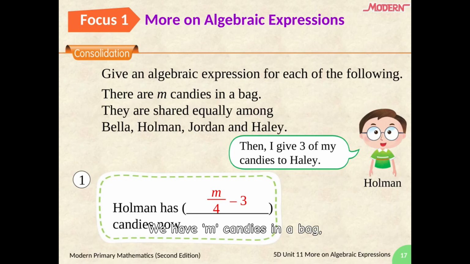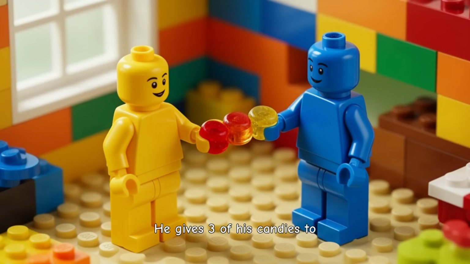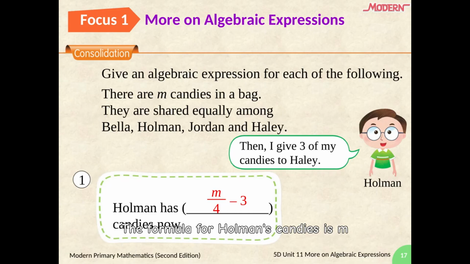Candies. We have M candies in a bag, shared between 4 friends, Bella, Holman, Jordan, and Haley. That's M divided by 4, or M over 4 each. But Holman is a giver. He gives 3 of his candies to Haley, so we take his share, M over 4, and subtract 3. Poor Holman, but what a nice guy. The formula for Holman's candies is M over 4 minus 3.